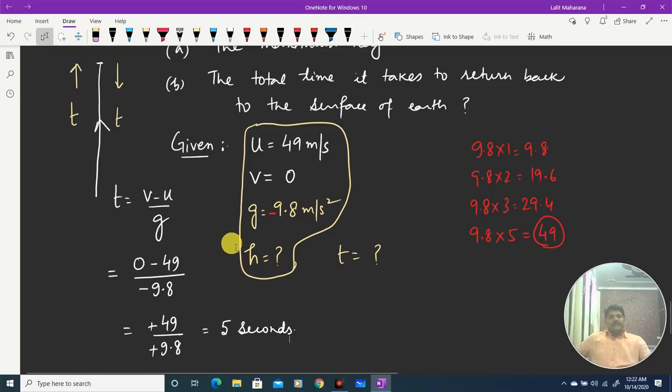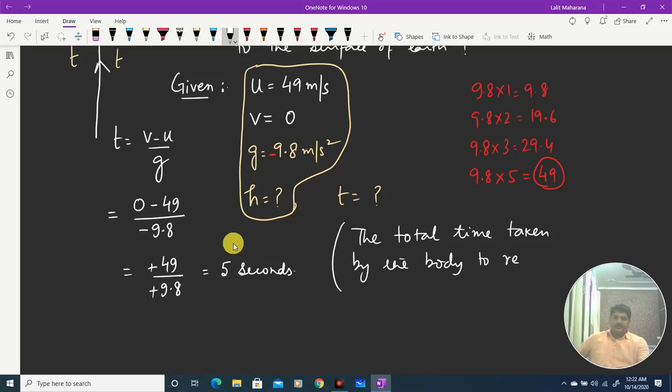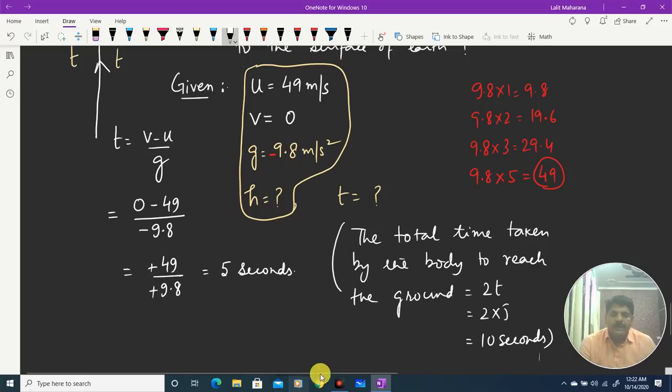So the total time taken by the body to reach the ground is equal to 2t. So it is 2 into 5. So we get 10 seconds. Okay, so time taken is 10 seconds. We need to find out h now.